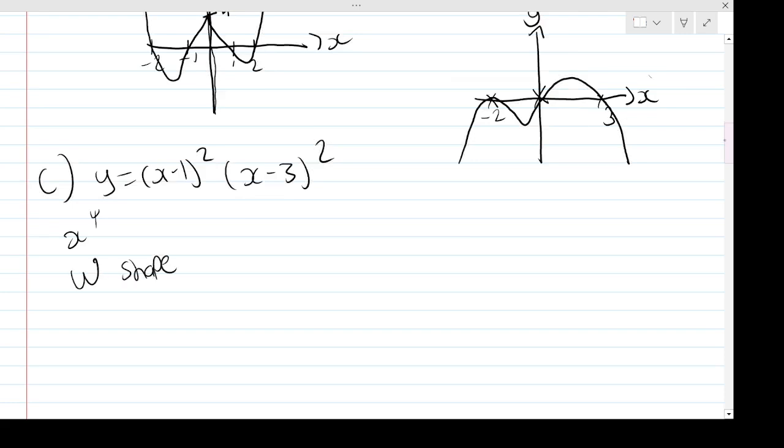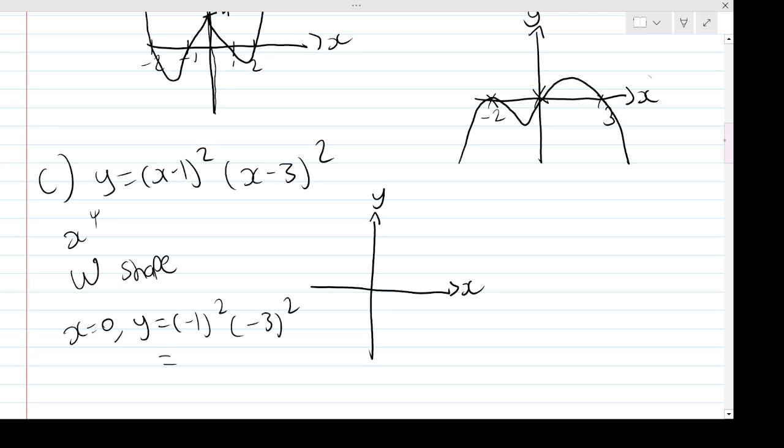So it's going to have a W sort of shape. It's going to go up, okay, as x gets bigger. So it has a W shape. So, okay, let's draw our axis. Okay, then we need to locate the y-axis first. Well, the y-intercept again occurs when x is 0. So if you substitute x as 0, you're going to get minus 1 squared and then minus 3 squared. If you put that in a calculator, you should get 9, positive 9. So it's going to go up there somewhere.